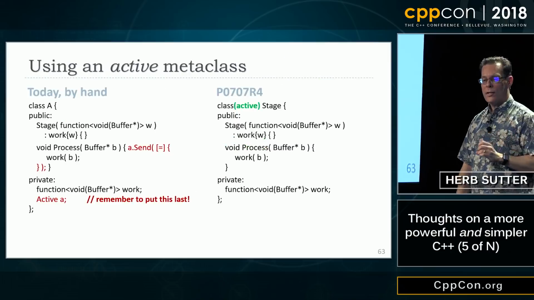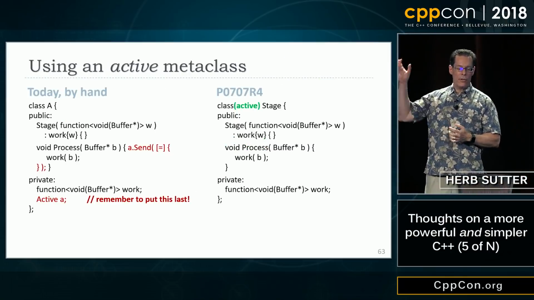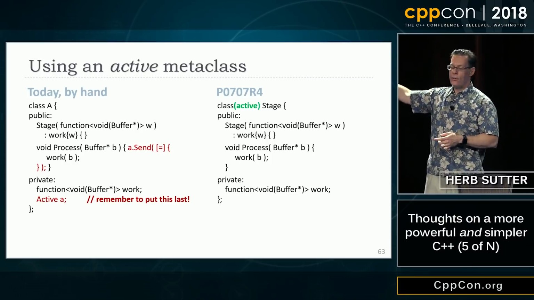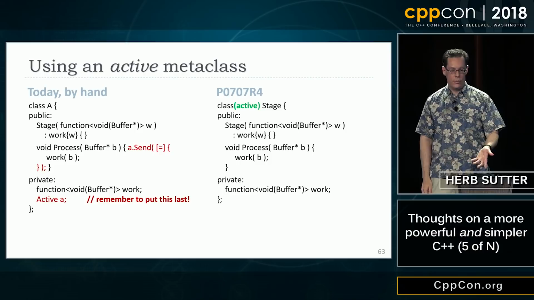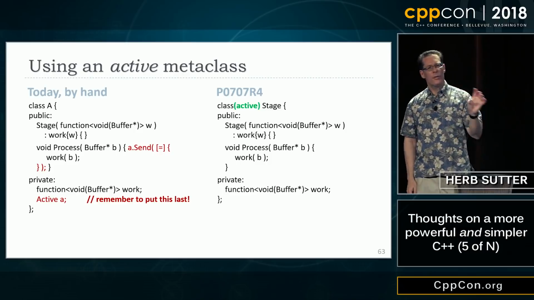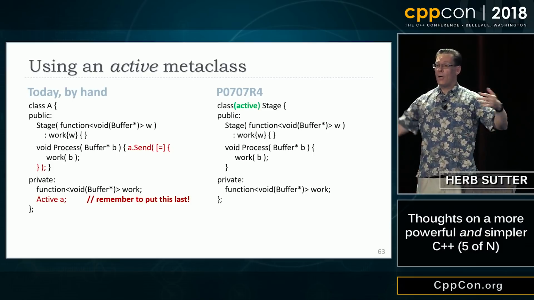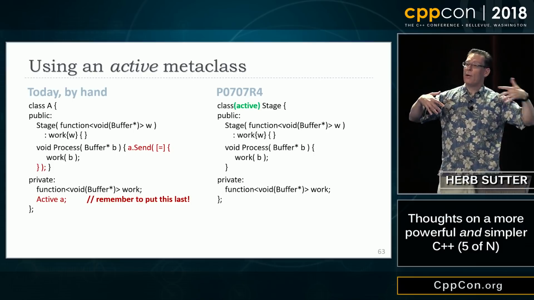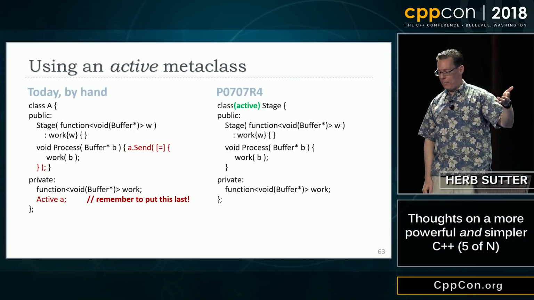The only glitch is that today I have to write it by hand. With an active metaclass, I can just say class active stage, and I can automatically make every non-constructor, non-destructor be an asynchronous function. Now, for process, it returns void, so it's actually pretty easy, but at least I already see a benefit here where I don't have to declare the active member. I don't have to remember to declare it last. I don't have to wrap every body in a member function.